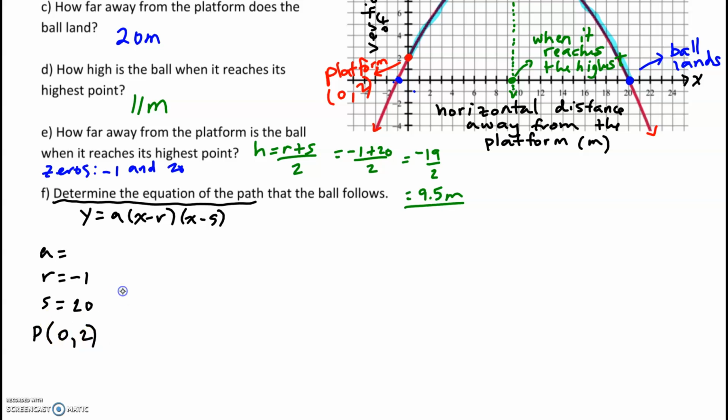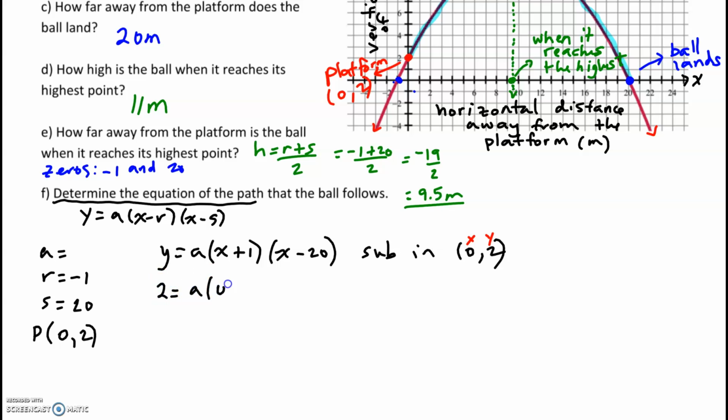All right, let's write what we know so far. So we know y equals a times x plus 1, and then x minus 20. Make sure they're the opposite signs. And we're going to sub in 0, 2. So my 0 is my x value, 2 is my y value. So 2 will go out front, and it's a times 0 plus 1 times 0 minus 20. So 2 equals, and we have a times 0 plus 1 is 1, 0 minus 20 is -20.